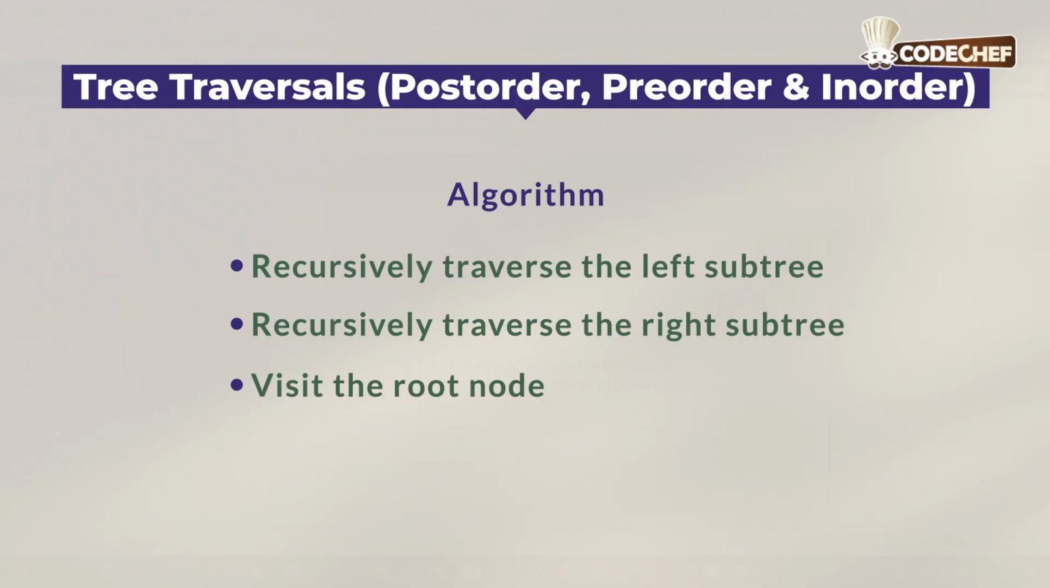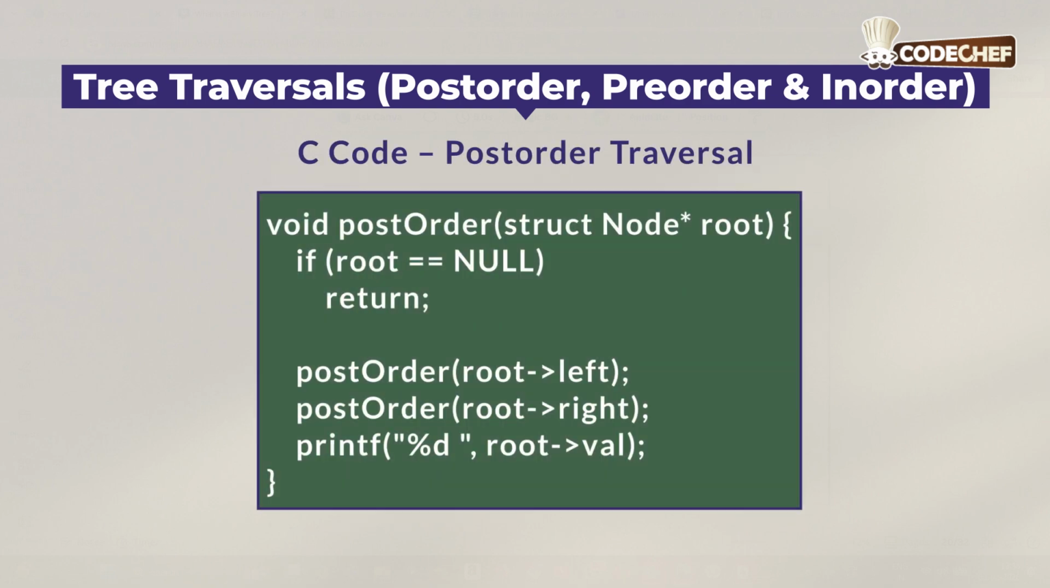It recursively traverses the left subtree, then it recursively traverses the right subtree, and then it visits the root node. This is how the pseudocode looks. Here, root is equal to null is the base case. It stops recursion when there is no node.